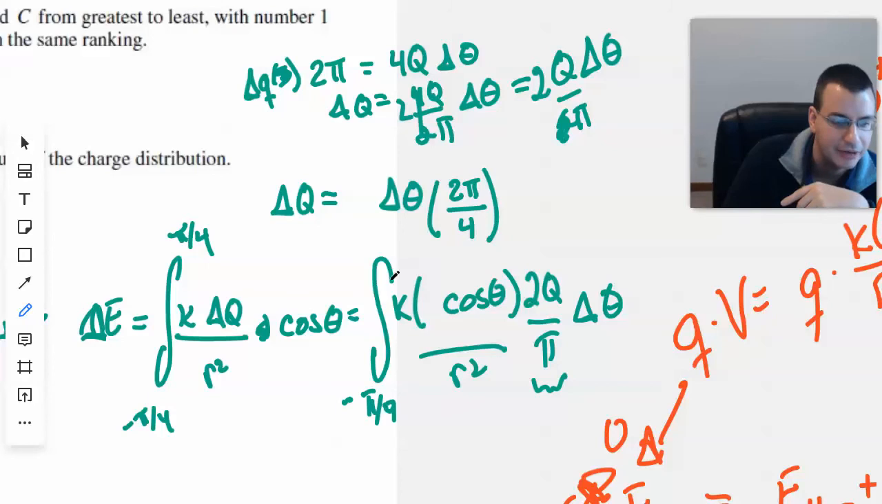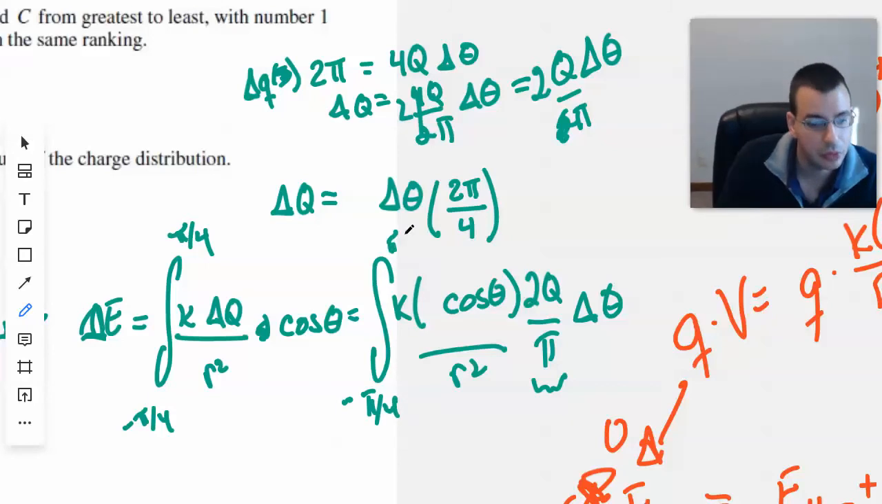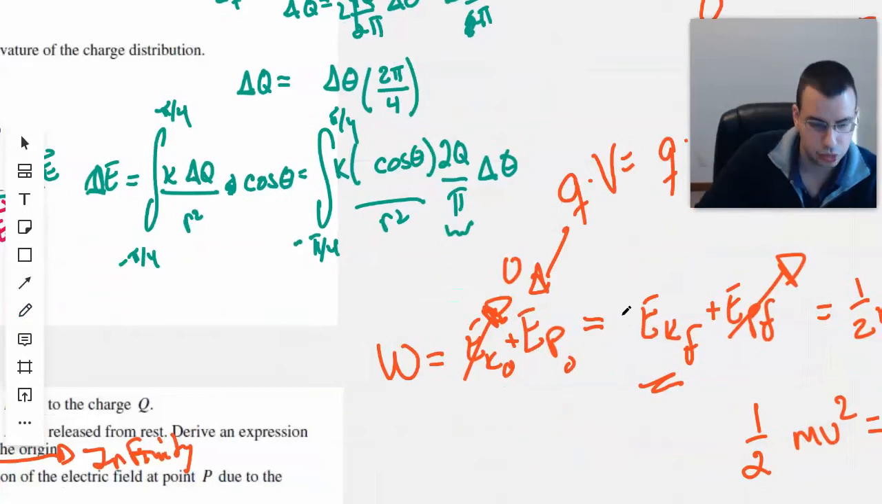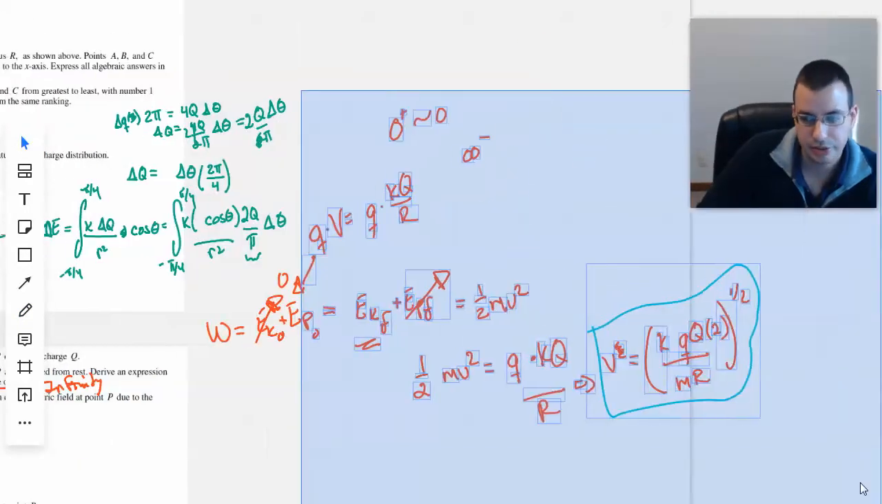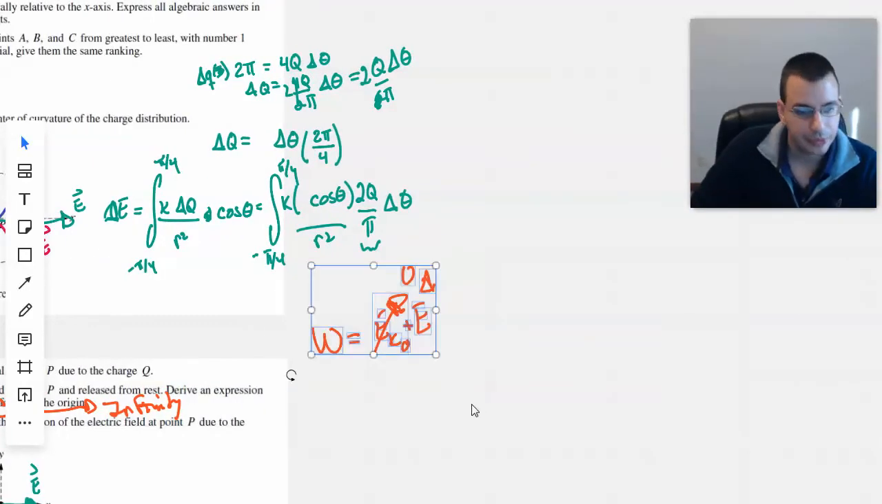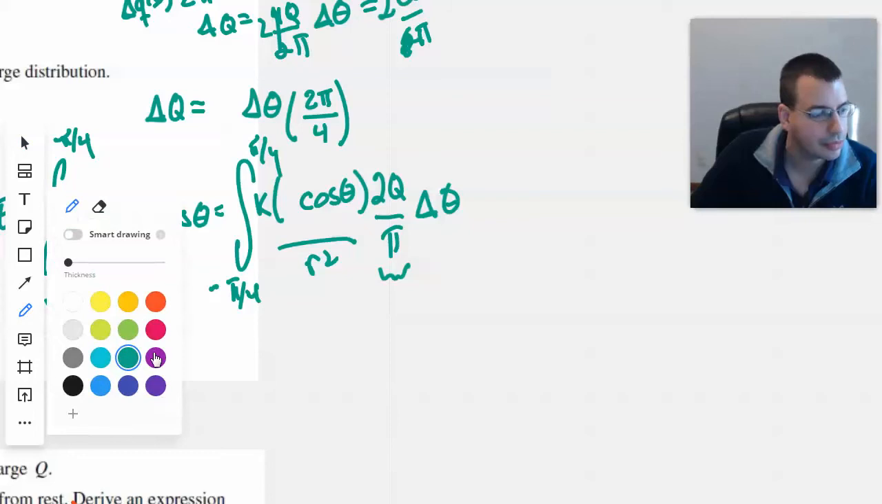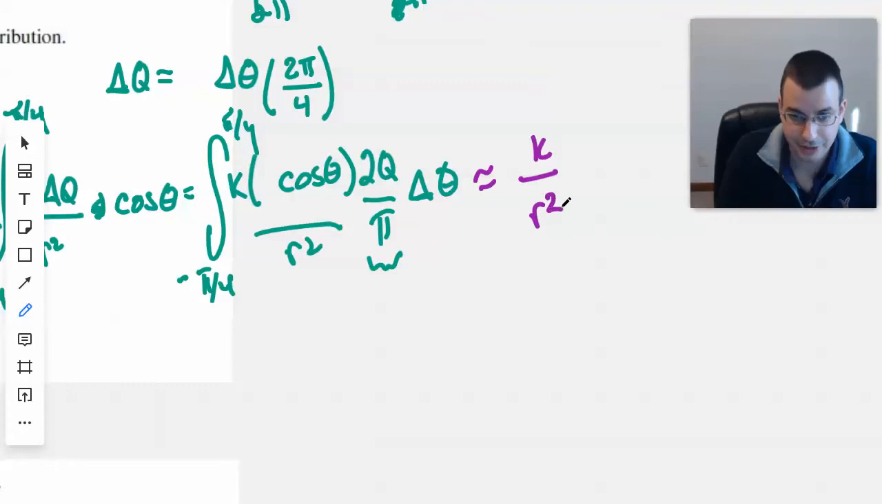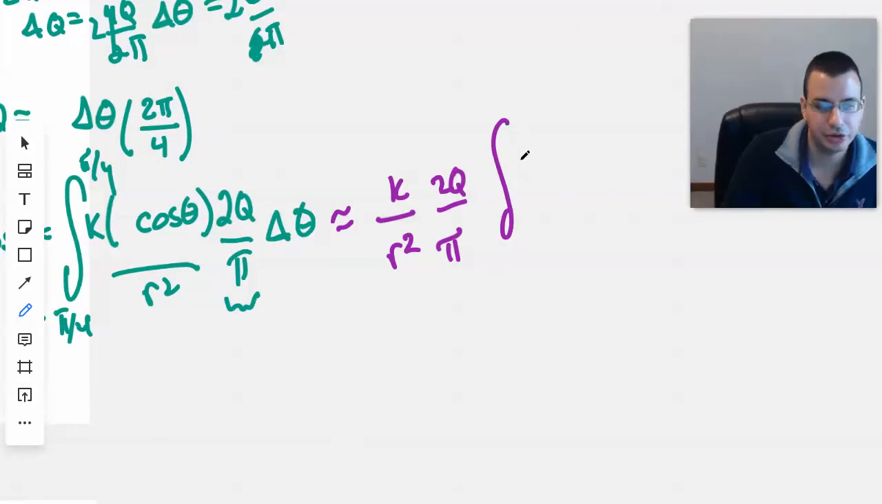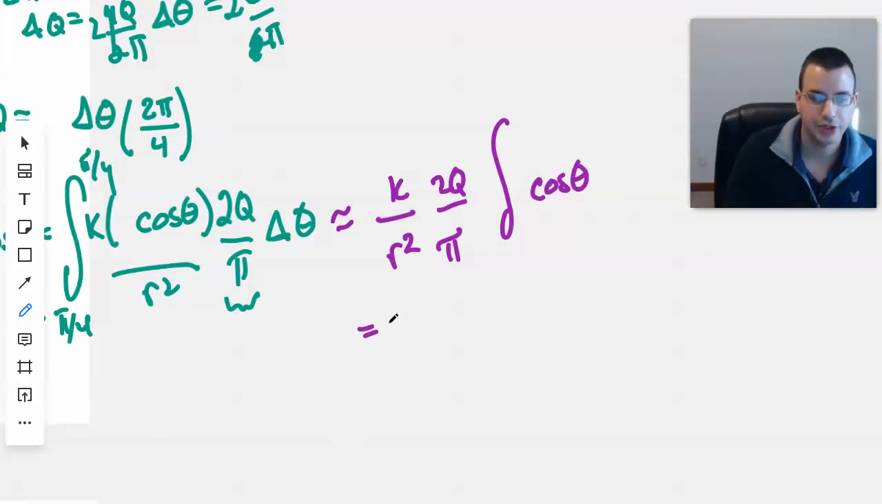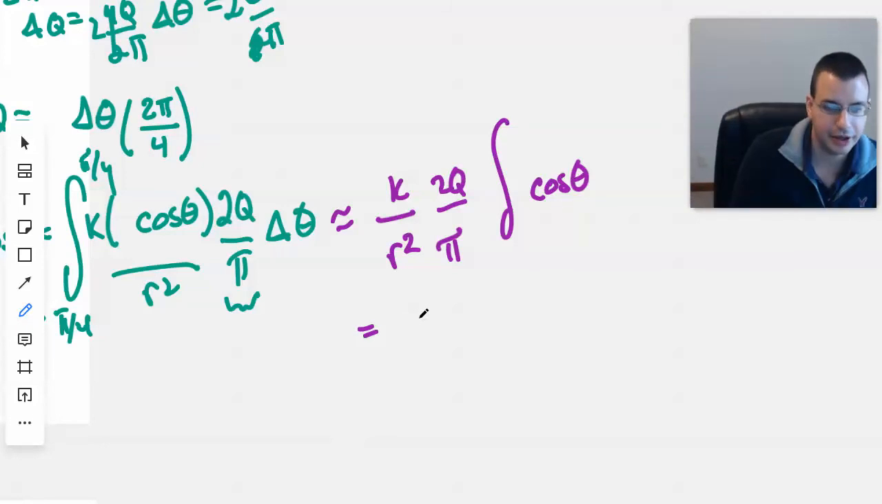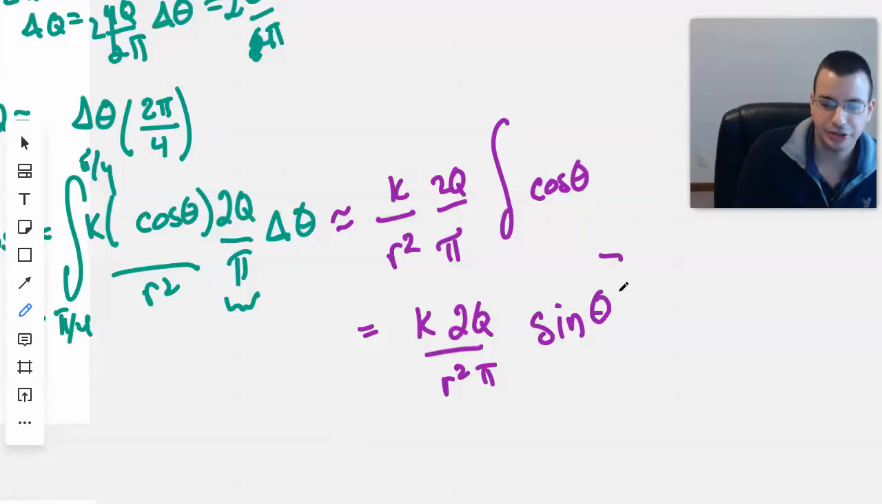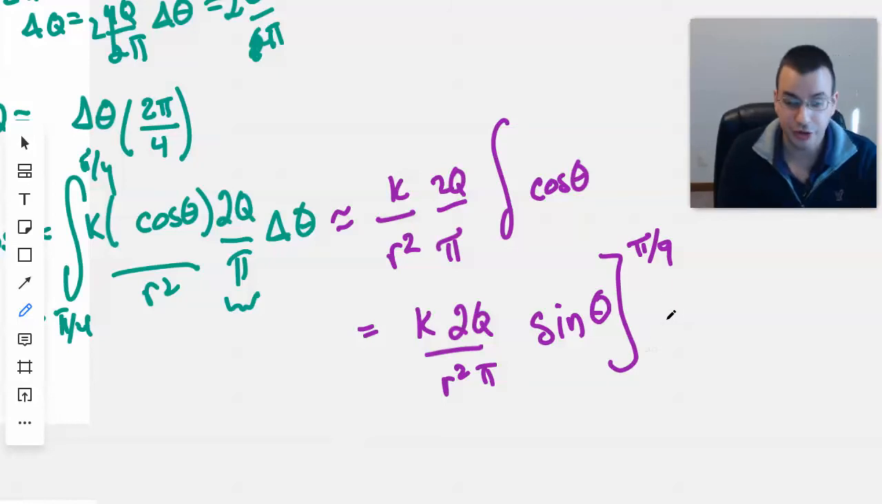Then we go negative pi over 4 to pi over 4. I have a whole bunch of stuff here, so I am going to delete some of this. And then we'll factor out things that are constant: 2q over pi. So we're left with the integral of cosine of theta, which will give us sine of theta over r squared pi. Yep, because the derivative of sine of theta is cosine theta.